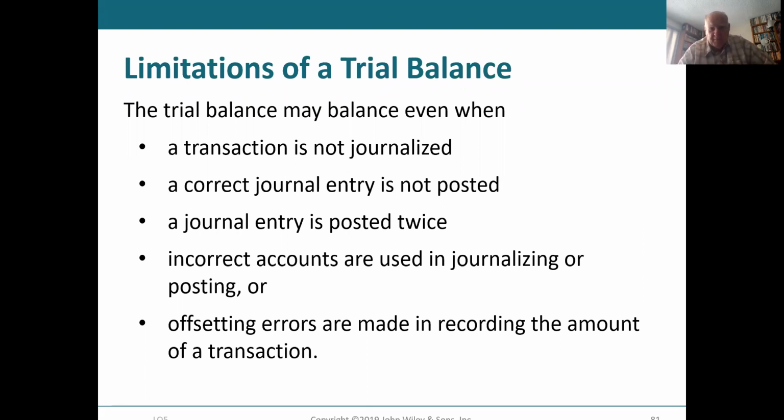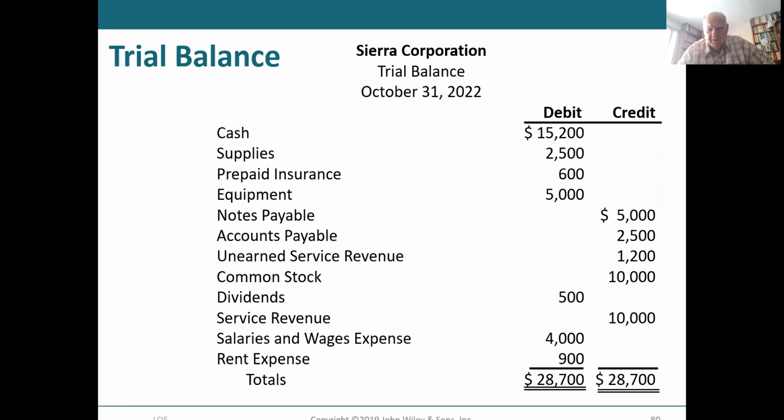A trial balance may balance even when a transaction is not journalized. If you forget to do something, you'll still balance. Even if the entry is wrong, it'll still balance. If you forget to post something, if you post something twice in error, if incorrect accounts are used in journalizing or posting, or if there are offsetting errors. So we're assuming everything is okay.